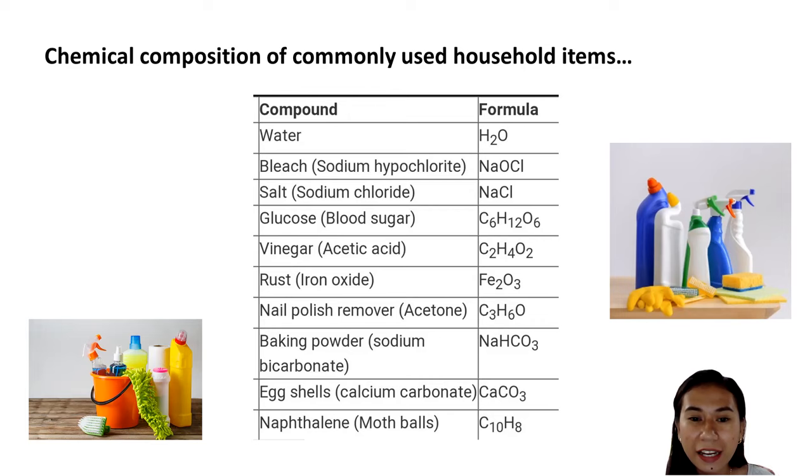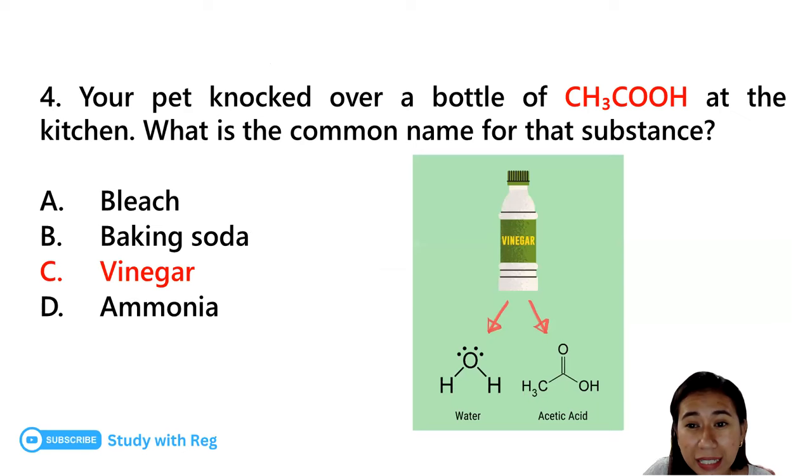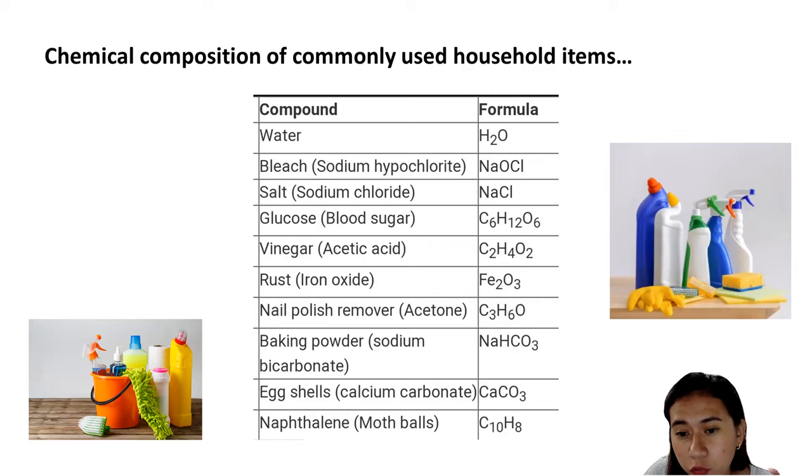Aside from this one, CH3COOH, yung vinegar, acetic acid, yung name niya is acetic acid, right? So, yung chemical formula niya is C2H4O2. That's for the vinegar itself. Yung acetic acid lang, yung kanina, CH3COOH. Pero yung vinegar, that's C2H4O2. Yan, okay? Rust, that's iron oxide, Fe, no?